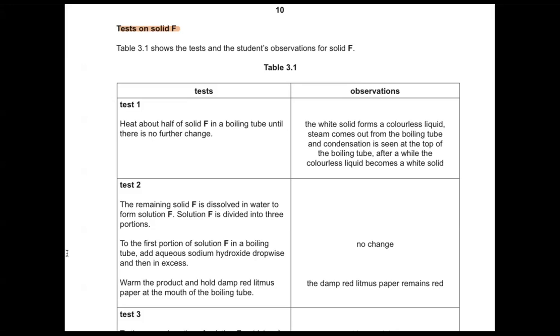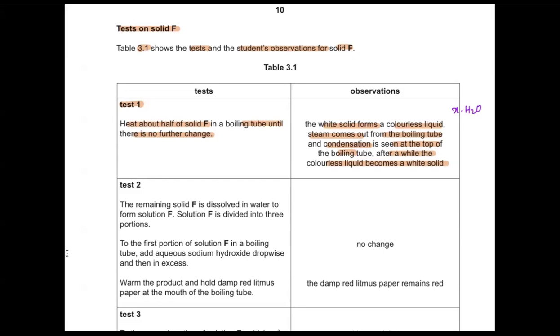Okay, now table 3.1 shows the test and the student's observation for solid F. Test 1: heat about half of the solid F in the boiling tube until there is no further change. So see, what is the observation? The white solid forms a colorless liquid. The steam comes out from the boiling tube and condensation is seen at the top of the boiling tube. After a while, the colorless liquid becomes a white solid. So as we are observing the condensation and the steam coming out, it means it is hydrated, it contains water of crystallization. Is this clear?